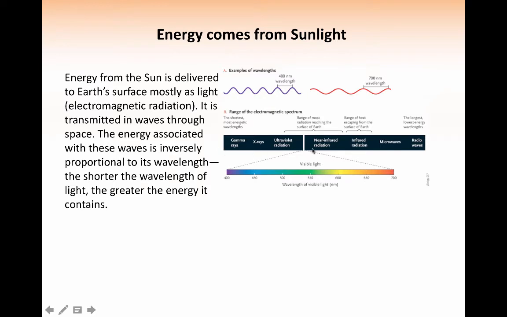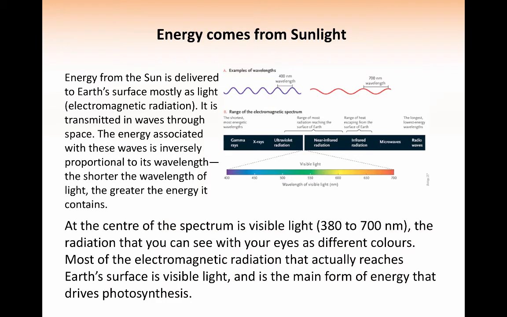And so here's a range of electromagnetic energy, the gamma rays, which have the shortest wavelength and the most energy, and then we have the longest with the lowest. In the center here, we have the visible light spectrum, a very small sliver, and that's the part of the light that we see. And most of the light that reaches Earth's surface is in this range, and it is the main form of energy that drives photosynthesis.